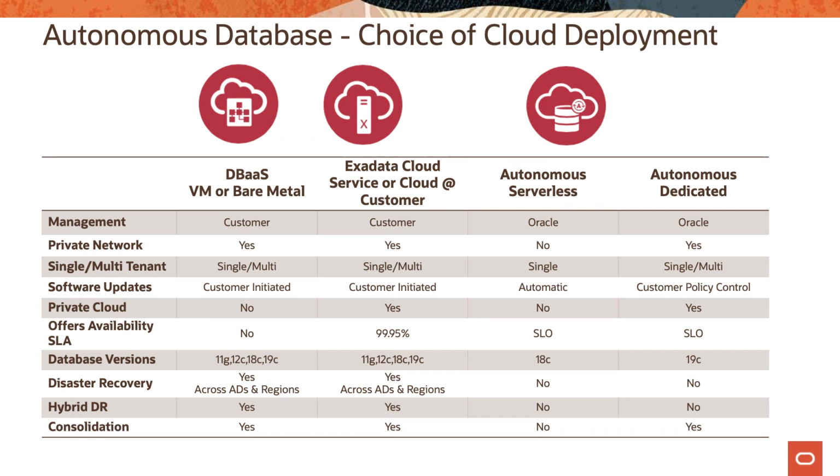This slide shows you the various cloud deployment models for database on Oracle Cloud Infrastructure. You can start off with the database as a service, virtual machine or bare metal, or deploy Exadata Cloud Service on Oracle Cloud Infrastructure or at the customer site. And then finally we have the Autonomous Serverless and Autonomous Dedicated offerings. I won't go through all these slides, but I will just pause briefly here for you to read this before moving on.